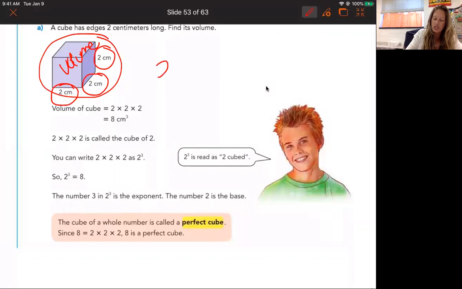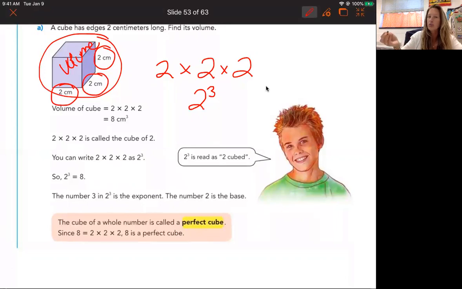So I'm going to do 2 times 2 times 2. It's 2 times itself, that same number times itself 3 times. So I would write that as 2 to the 3rd power, or 2 cubed. It's saying, hey, I have a cube, and each length of the side is 2. So again, you can write it as 2 cubed. This 2 is my base, and the 3 is my exponent.